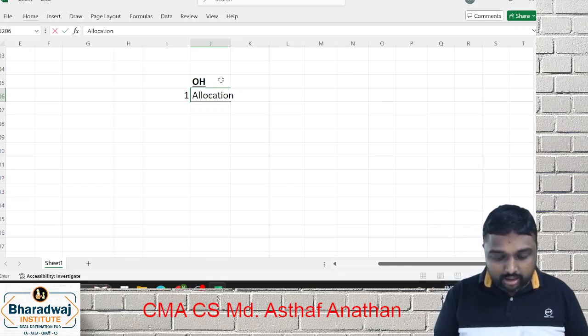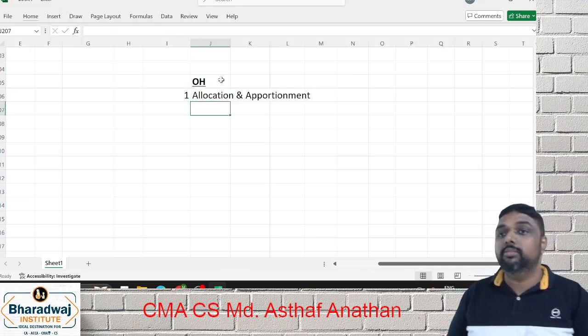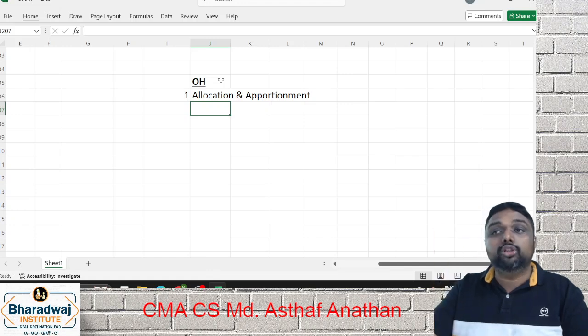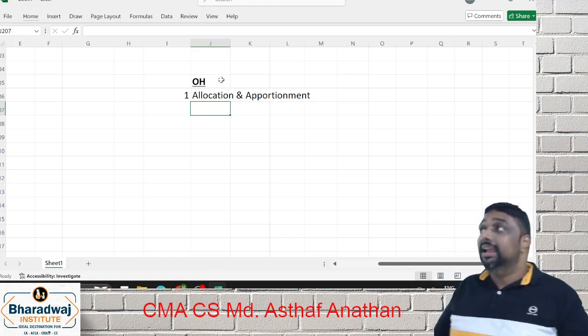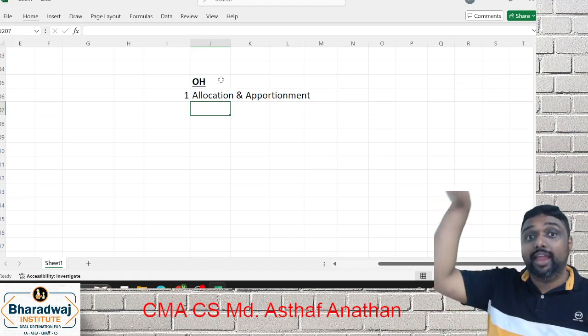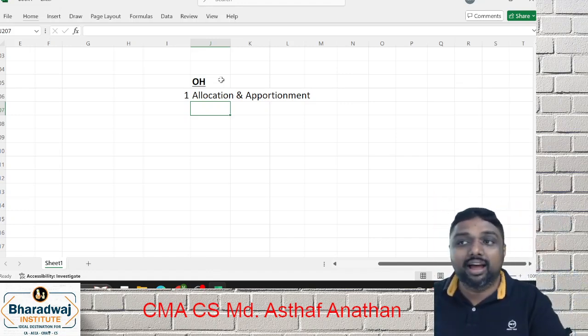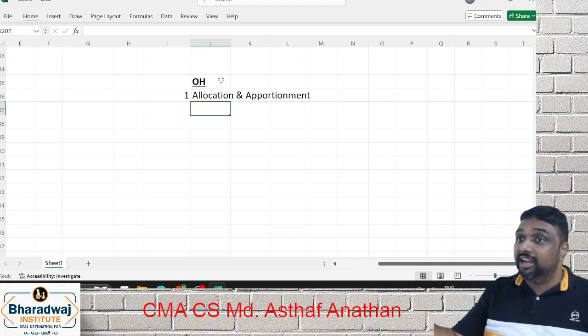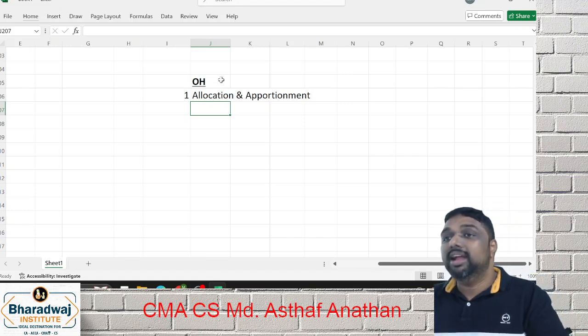Allocation and apportionment. Allocation is done directly. Apportionment means you have to apportion on a suitable base. Rent on the base of square feet. Lighting charges on the number of light points; if light points are not available, you have to take area. Power on kilowatt hours. Repair of machine on the value of machinery. Correct or not? Like that, indirect wages on the base of direct wages.